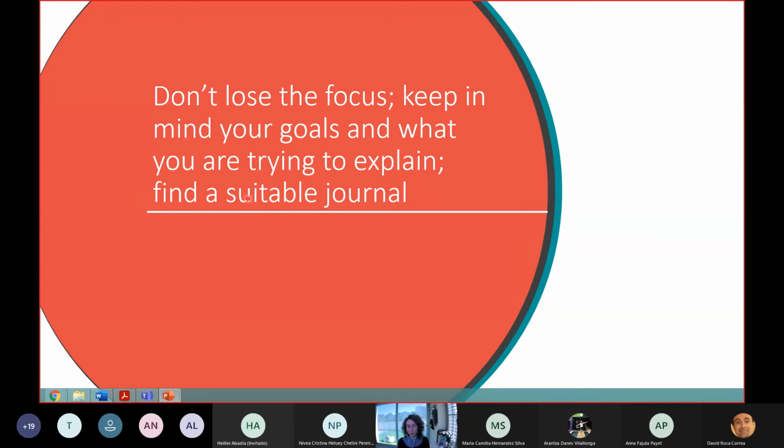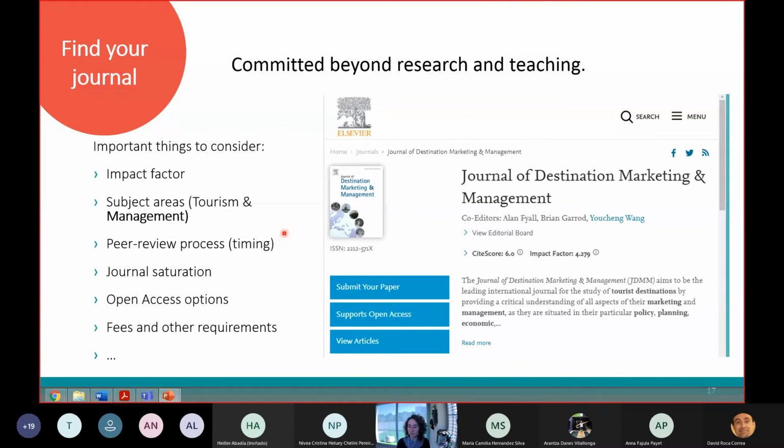And finally, find a suitable journal, which Anna already talked very much about. I will just add some aspects that I thought may be relevant. Important things to consider, of course, are impact factor, as Anna said, whether it's a Q1 or a Q2. These things are relevant to find in the journal.